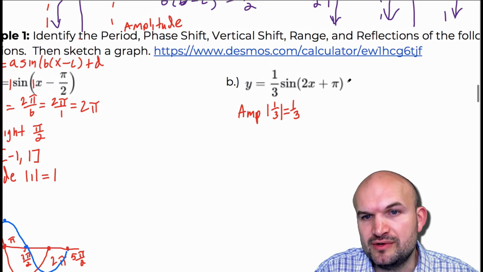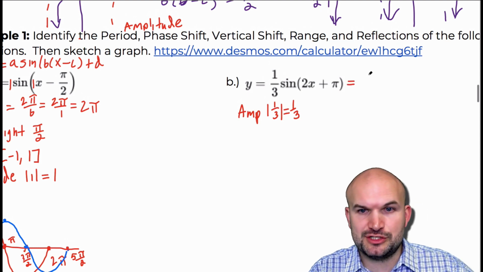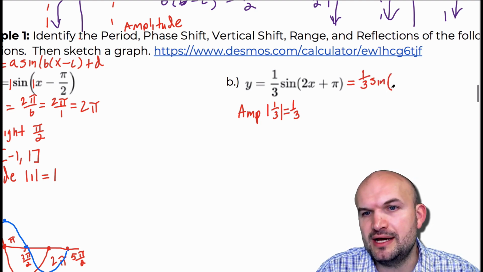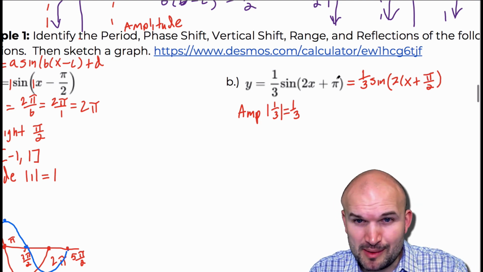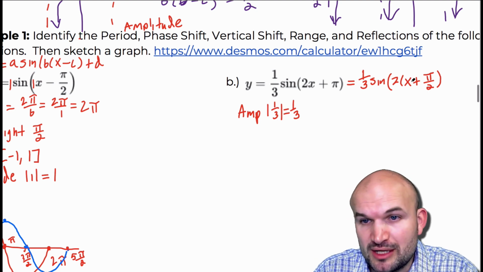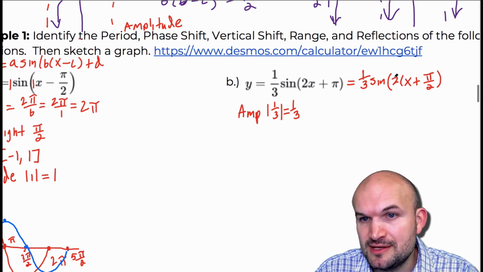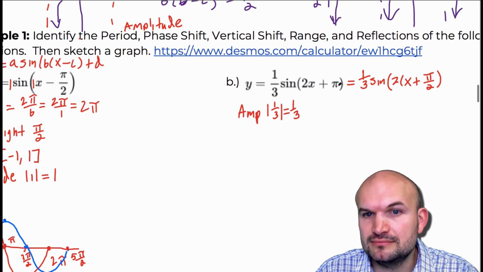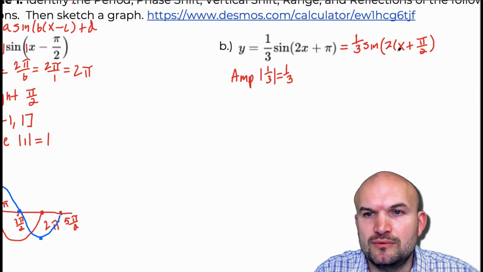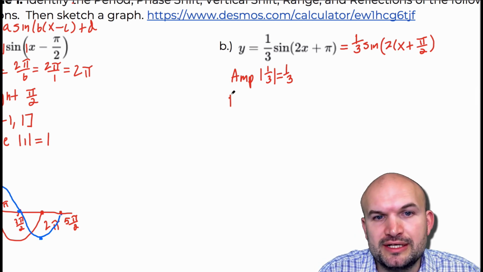So what I'm going to do is rewrite this equation by factoring out that 2. I'm going to write this as 1/3 times sine of 2 times x plus pi halves. Remember, factoring is like dividing out that 2. And if you want to check your work, multiply back: 2 times x is 2x, and 2 times pi halves is pi. So we'll come back to that as we need it. The next one is going to be the period.